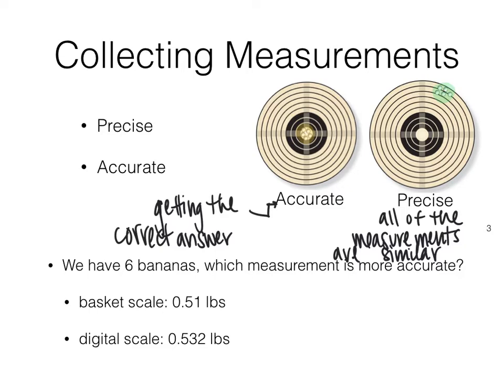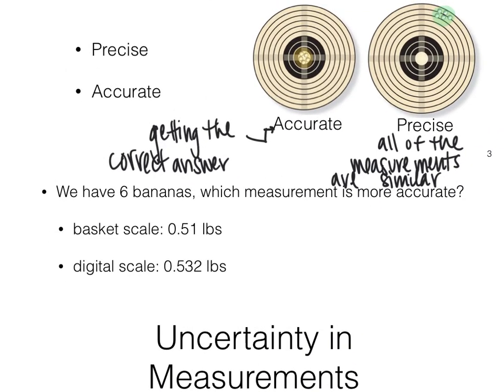And the way we want to use this is we're going to start to add numbers together. We want to make sure that we're not using too many numbers or not enough. So if we have 6 bananas, you're at the grocery store, you can use a basket scale, which is often the thing found in a grocery store in the produce department. Your recipe says you need a half a pound. It gives you roughly a half a pound. The digital scale says that you have 5.32 pounds as opposed to the 5.1.